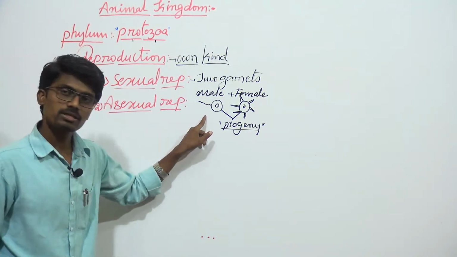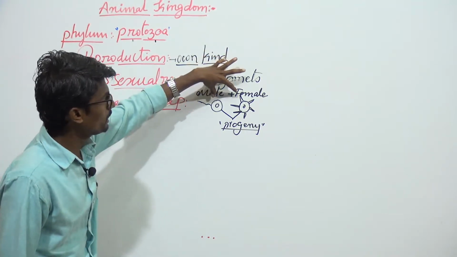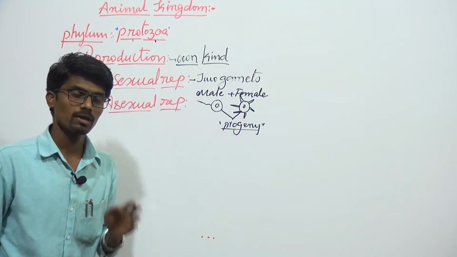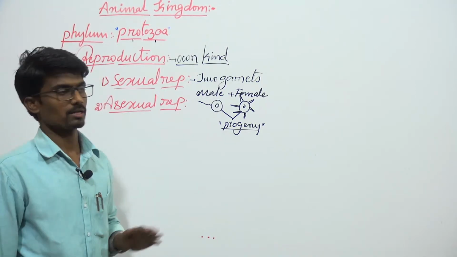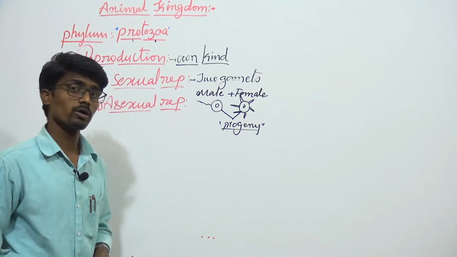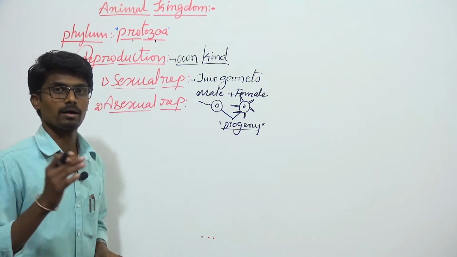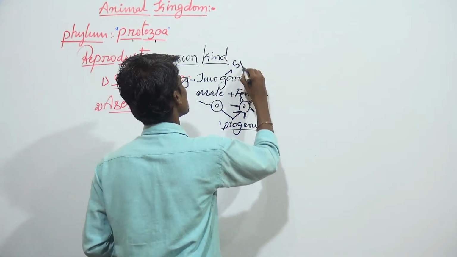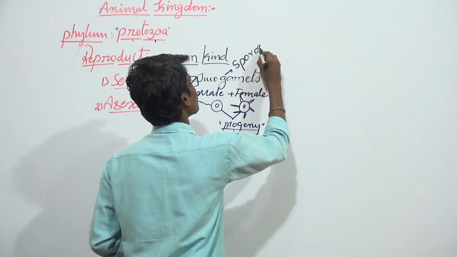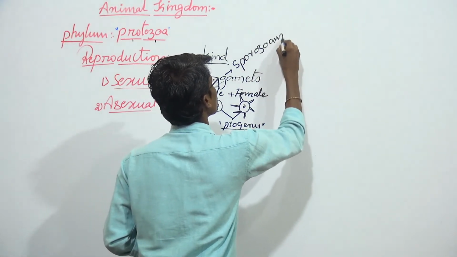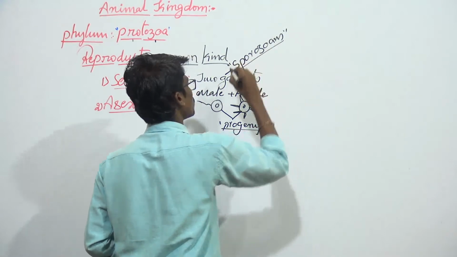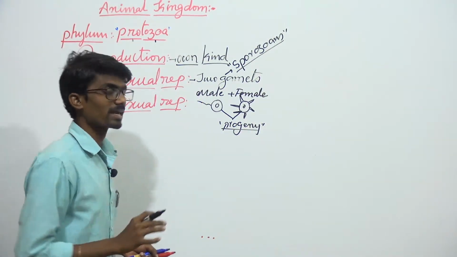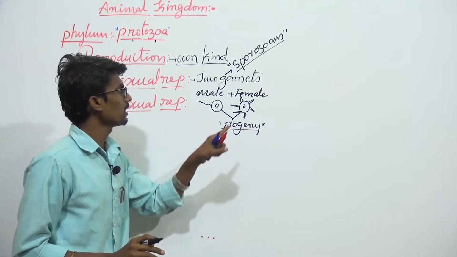Here, in this reproduction, there is active participation of two gametes. That's why it is known as what? Sexual reproduction. And this sexual reproduction we have noticed in sporozoans. This kind of reproduction we have seen in sporozoans. It is a class of protozoa, and this group of organisms exhibits sexual reproduction.